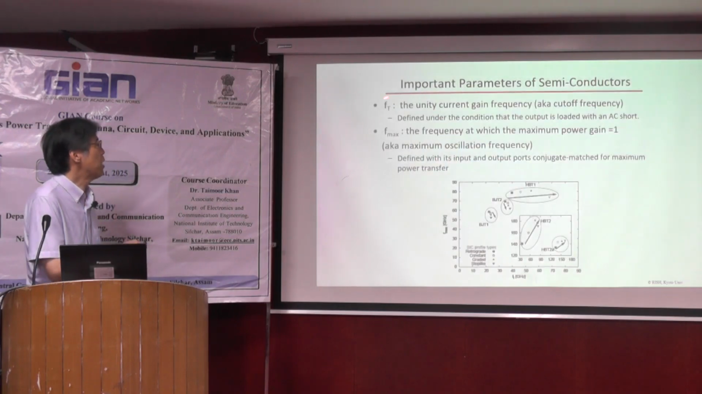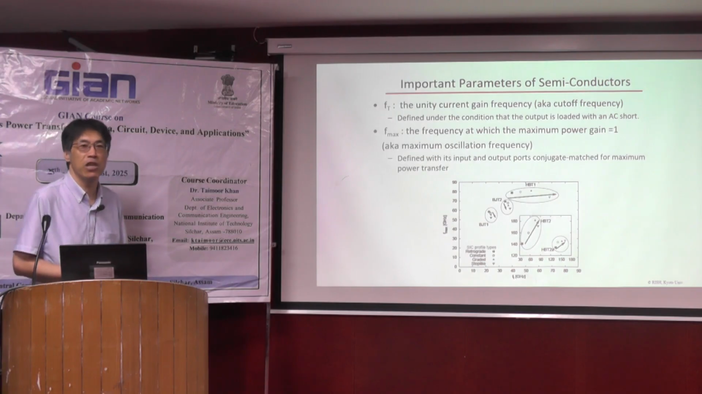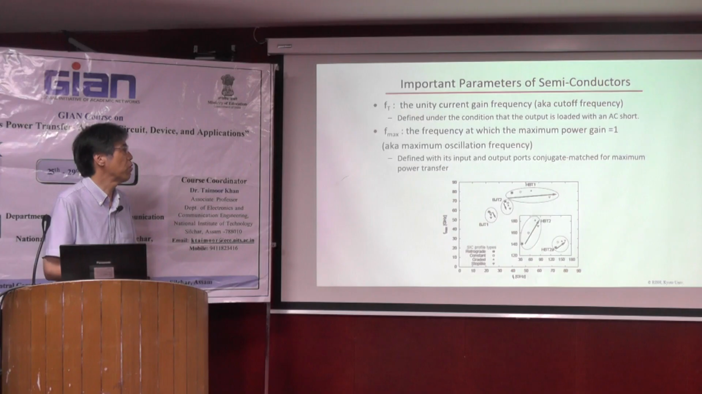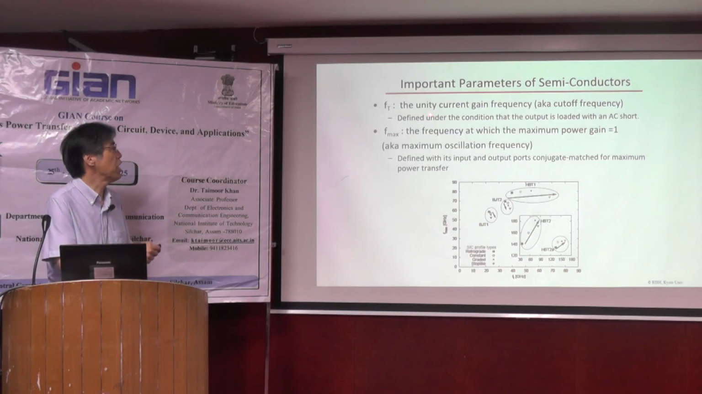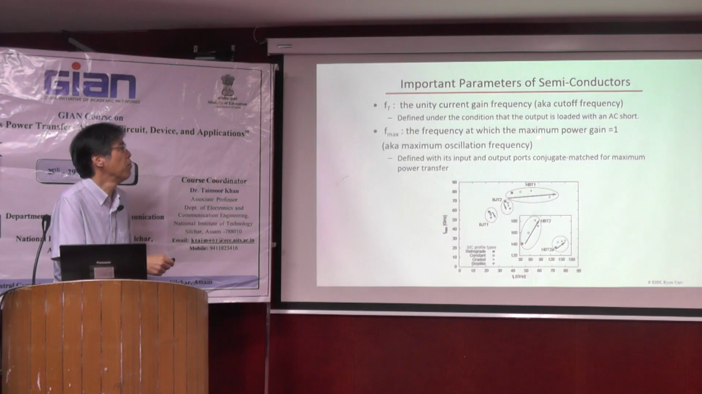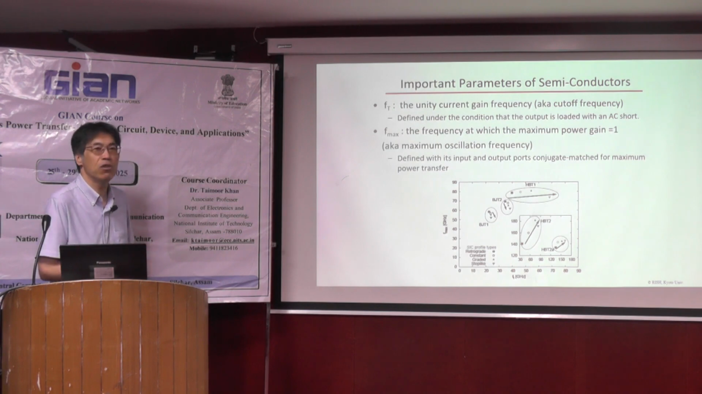And these parameters are very important parameters to describe the limitation of the frequency with semiconductors: FT and Fmax. FT indicates the unity current gain frequency, and Fmax indicates the frequency at which the maximum power gain is equal to 1. It means this is a limitation of the amplifier frequency.